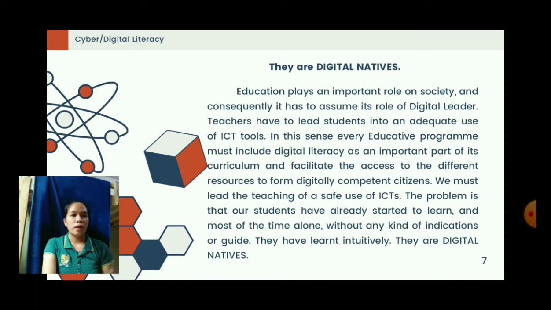We must lead the teaching of the safe use of ICT. The problem is that our students have already started to learn, and most of the time alone, without any kind of indications or guide. They have learned intuitively. They are digital natives.